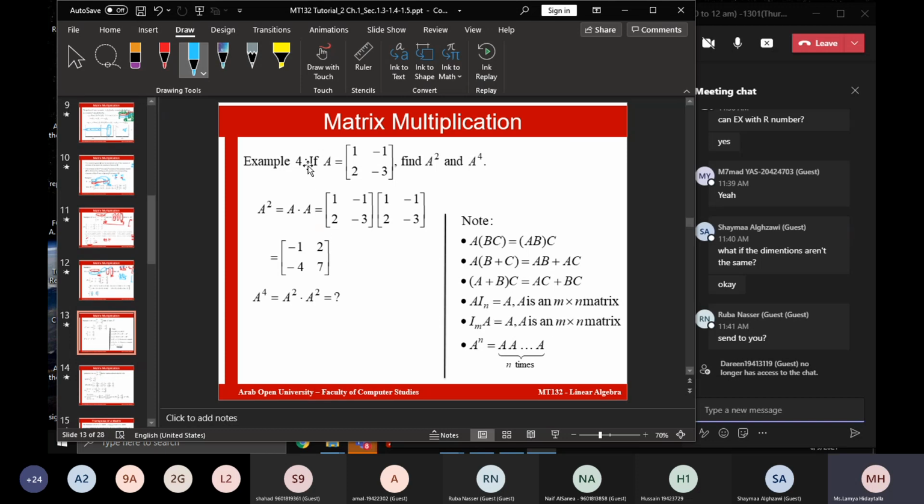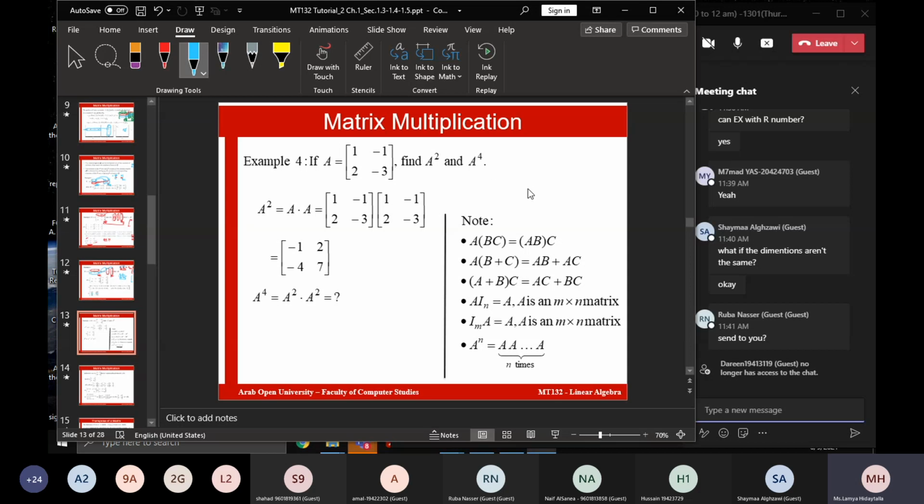Now, if A is this matrix, find A squared and A to the power 4. Okay, what is A squared? A squared is A times itself. Anything squared means A times A. Cubed is A times A times A. To the 4 is A times A, how many times? 4 times.